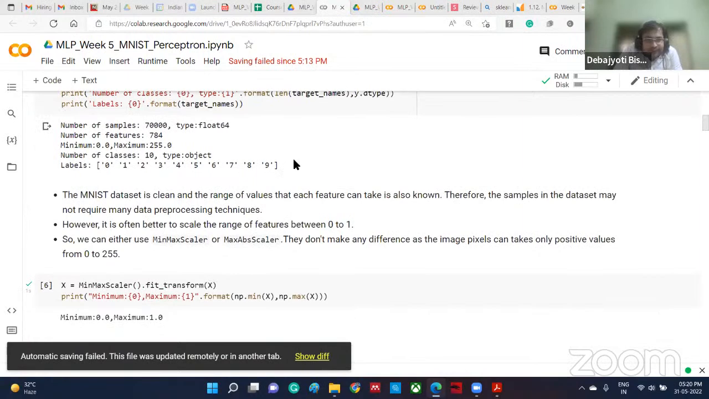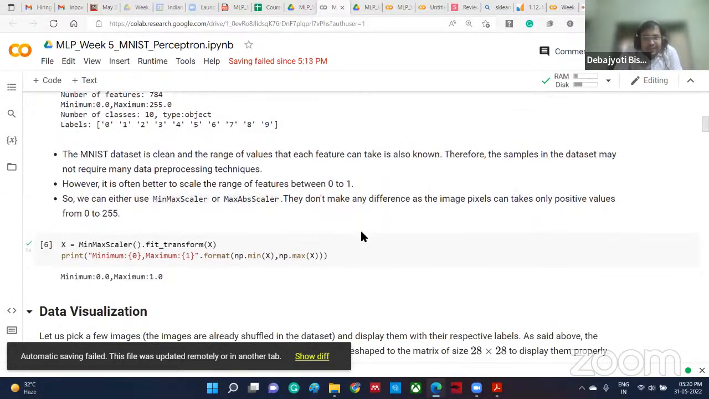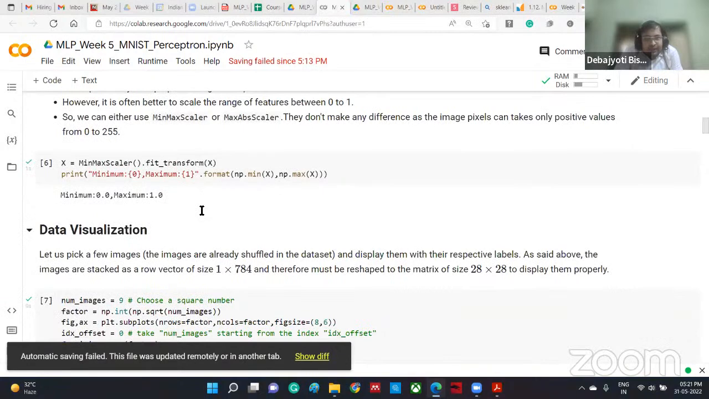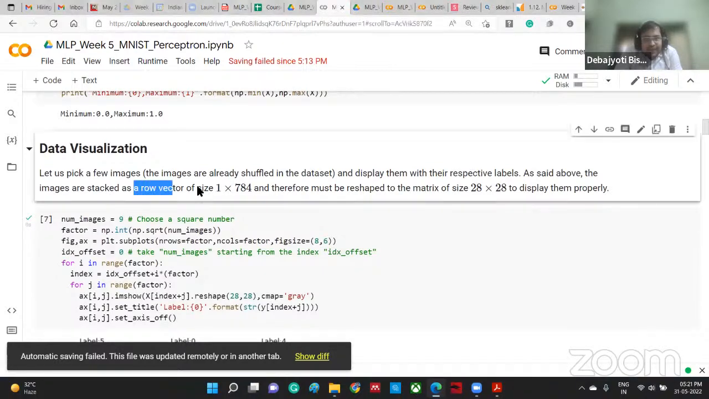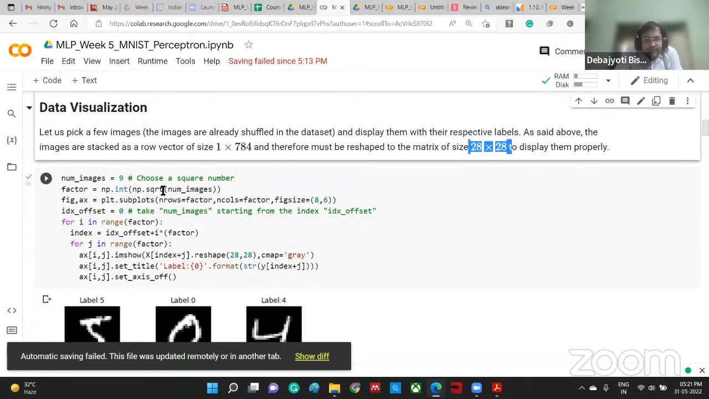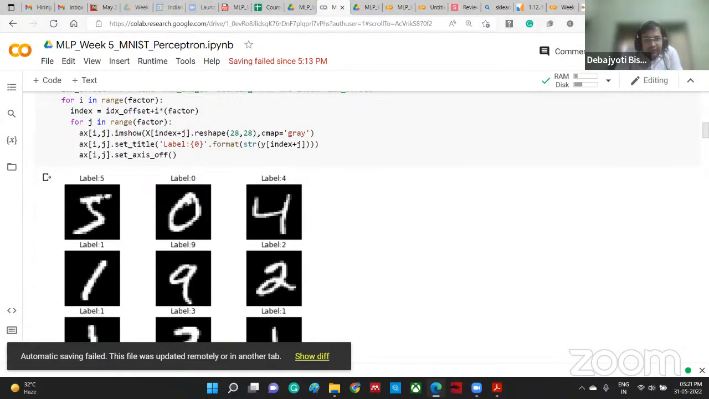Please feel free. Okay, so the MNIST data set is quite clean, and it does not need any data pre-processing. We can use a min-max scaler or max absolute scaler. They do not make any difference, as pixel values cannot be negative and only range from 0 to 255. Here we have used the min-max scaler. Then, as Amruta was also telling, we are taking a few images. Each image is stacked as a row vector of size 1 by 784, and we are reshaping it to 28 by 28 to display it properly. This code is used to display some of the images. We have 28 by 28 size.